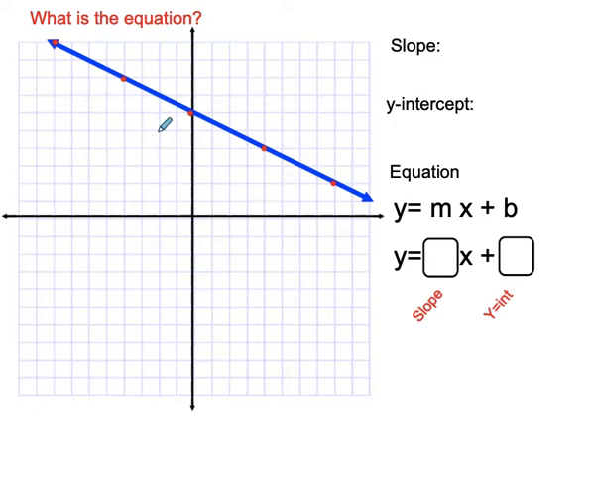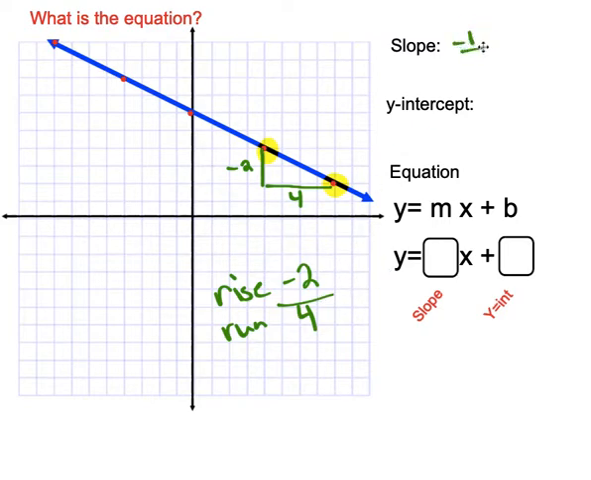Let's start with the slope this time. Doesn't matter which one we start with. Find 2 points. Let's do rise and run. Looks like it's going to go down 2 over 4. So the rise is -2, and the run is 4. -2 over 4 reduces to -1/2 for my slope. And I can fill that straight into the equation.